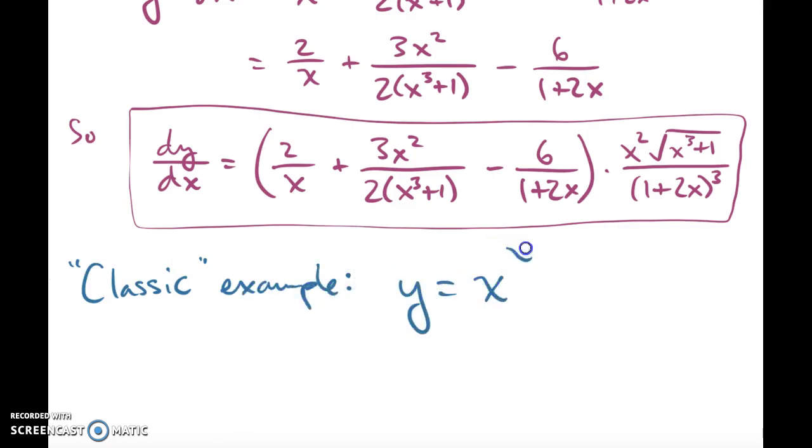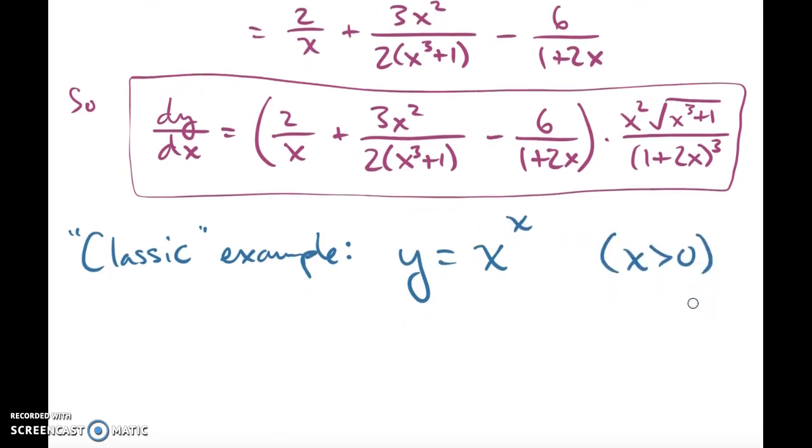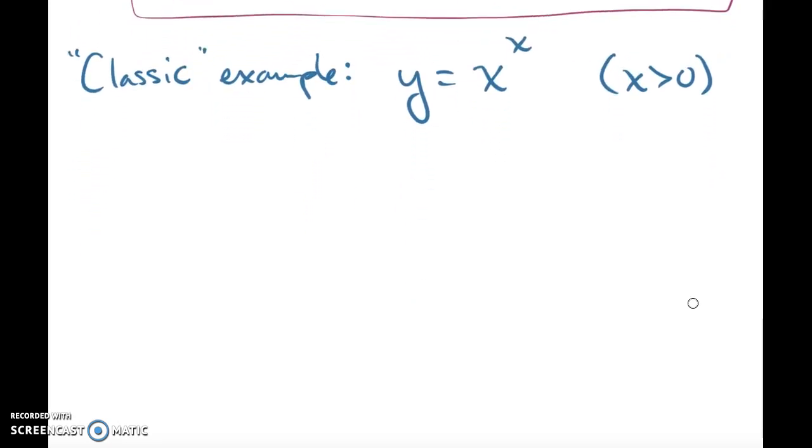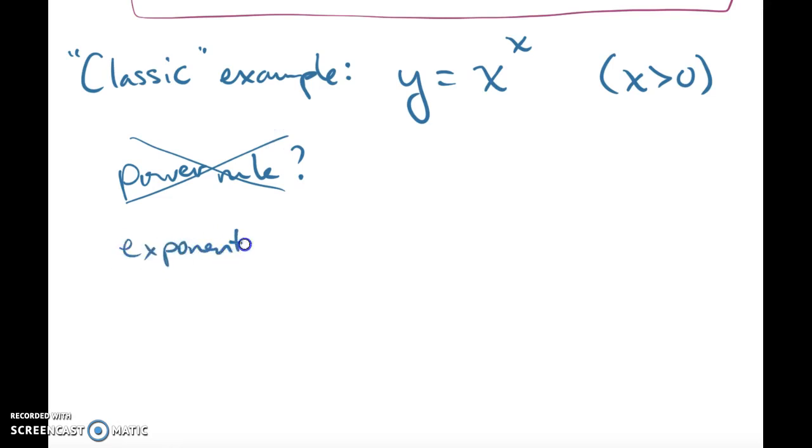Y equals x to the x. Defined for positive values of x. Now this is a weird function. You might think power rule, if you want to find the derivative, because you've got something raised to a power, but it doesn't work. You might think exponential, right? Because you've got something raised to some varying power, but that doesn't work either, because both the base and the exponent are changing. So it's not a power function, it's not an exponential function.